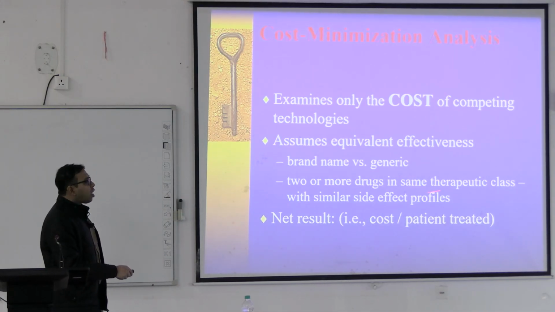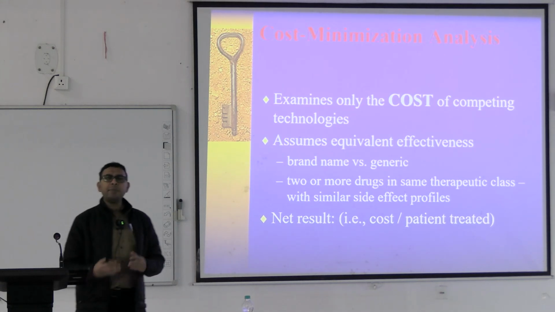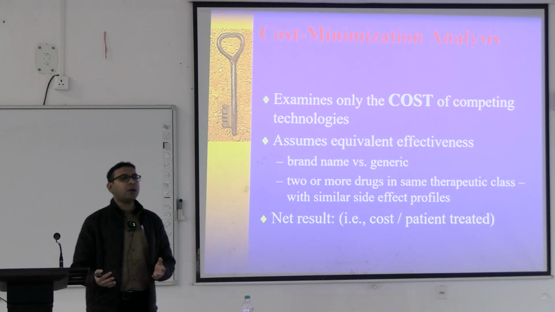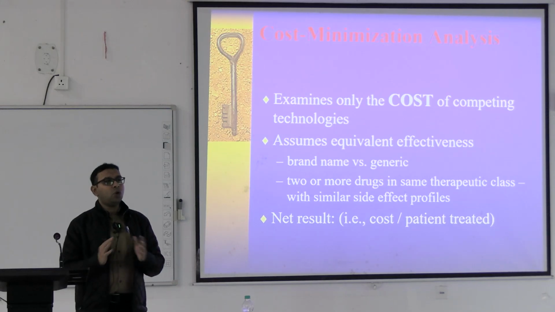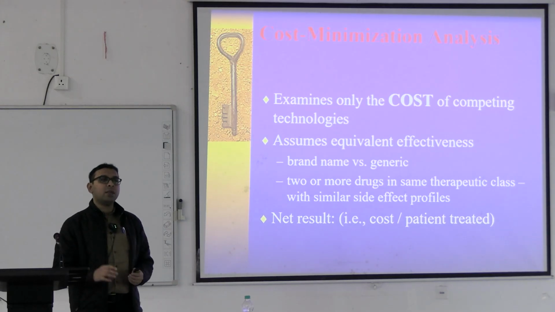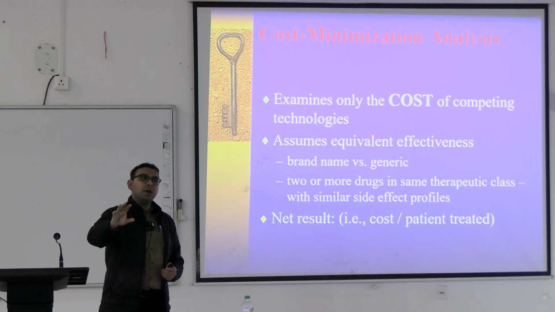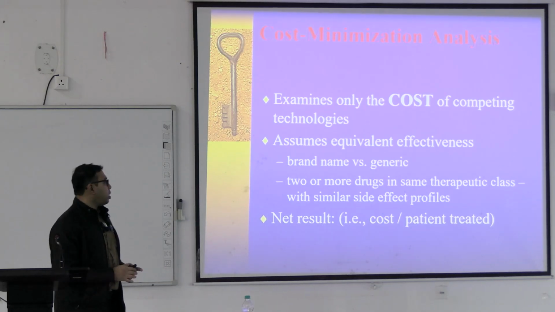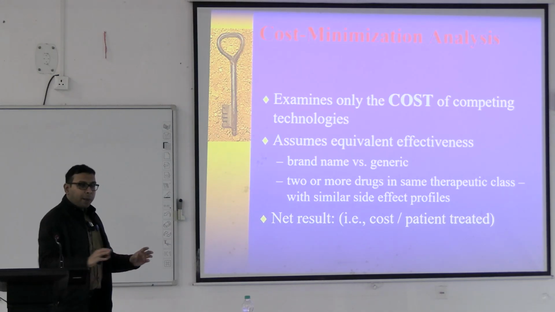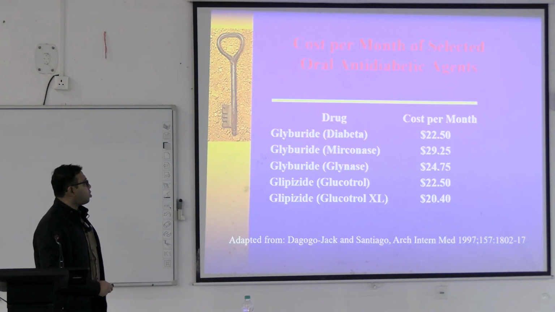Or two or more drugs in the same therapeutic class with similar side effect profiles. Same therapeutic class, me-too drugs, the side effects are similar, as we know from different clinical trials. So here we are assuming the consequence or outcome is the same, and then we are evaluating this. The net result is usually expressed as cost per patient treated. What is the number of patients treated and what is the cost?